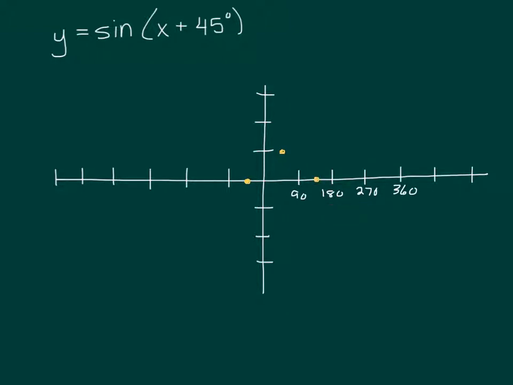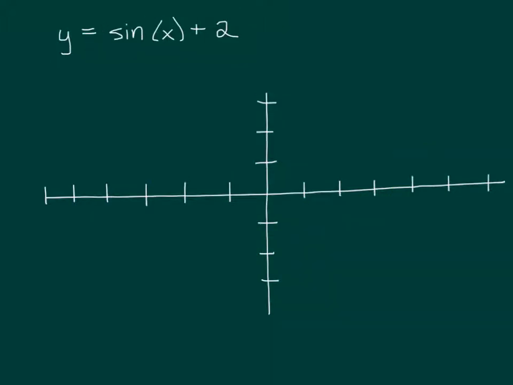Right there. And you just keep going like this. So there is part of my graph. There. And we could draw in the original sine graph and see that this is just a horizontal shift to the left 45 degrees. That's all that's occurred.